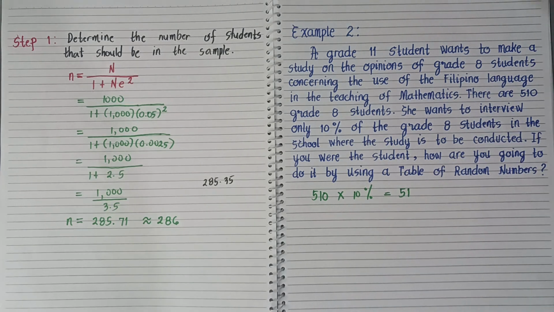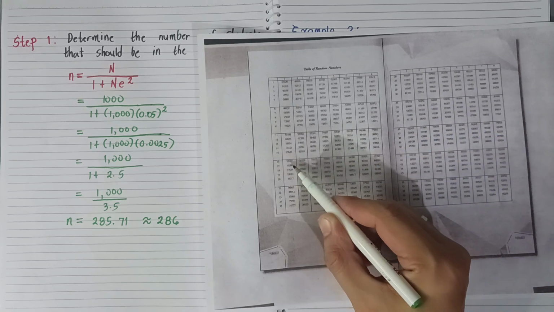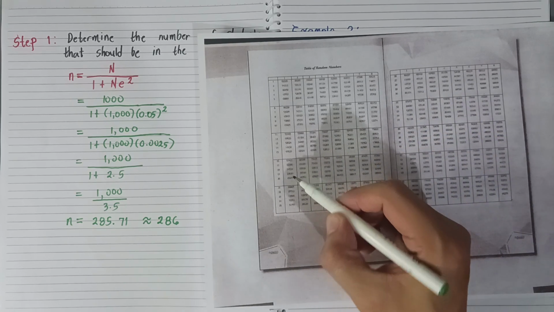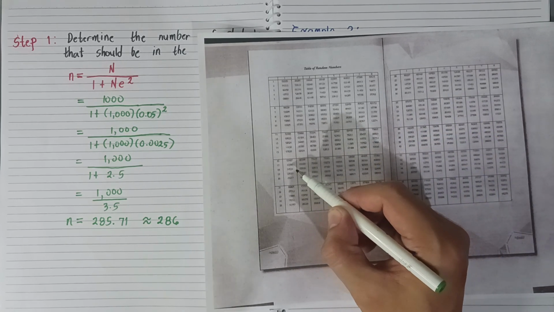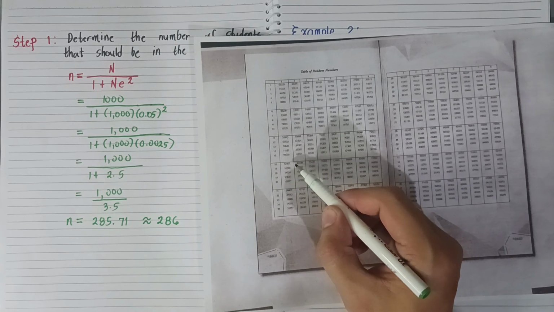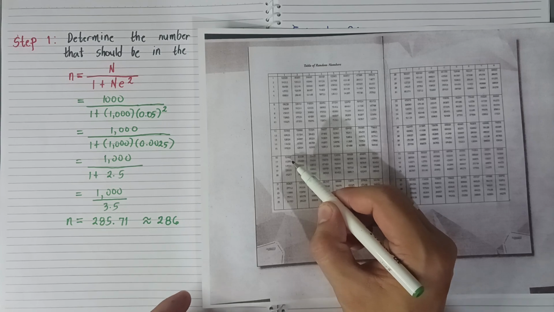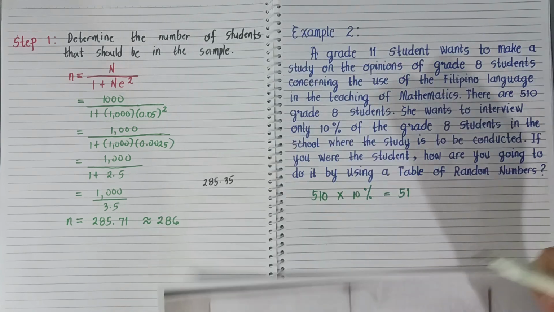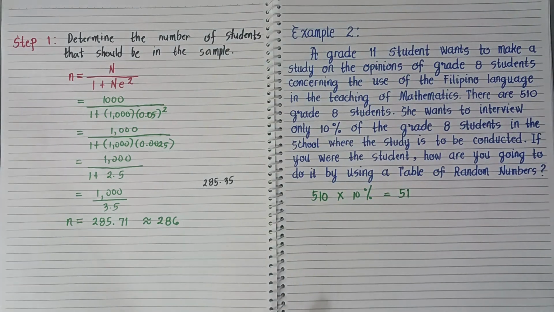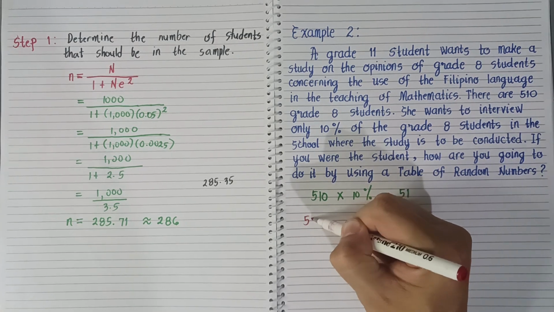Halimbawa guys, ayan. Halimbawa, nag-stop ako dito. Ayan. Itong column natin guys, ang gagamitin natin. Hindi lang masyadong kita. 5, 5, 2, 4, 6, 7. So, 5, 2, 4, 6, 7. Ayan.